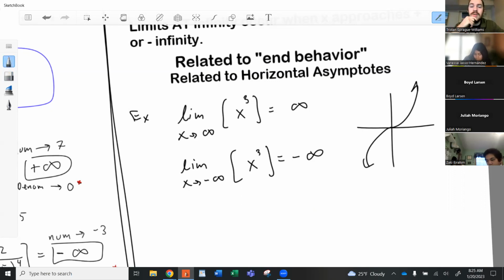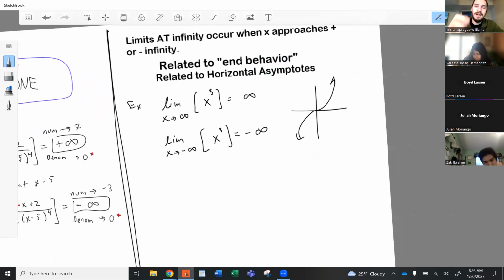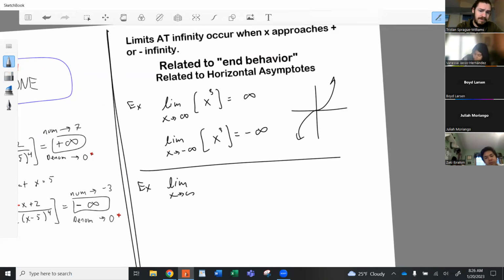If it was like x squared, then they would both be positive infinity. If it was like negative x squared, they would both be negative infinity. That kind of thing. So this is end behavior, right? Limits at infinity are describing end behavior. Now, sometimes you have a limit at infinity which is finite. So for example, the limit as x approaches infinity of 1 over x, what do you think that is? It's the end behavior of the 1 over x function.